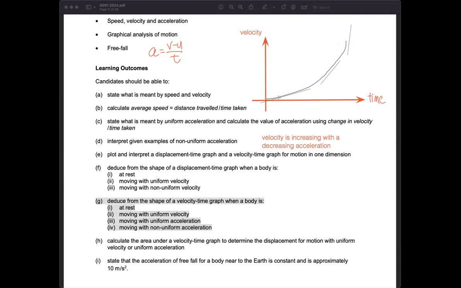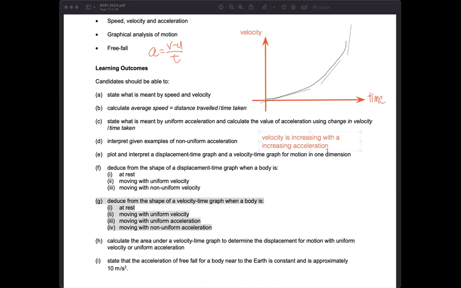At first, you're moving one step. No, I cannot use that example. So can you see? The increase in the velocity becomes higher and higher over time. Therefore, in this example, the way you describe it is velocity is increasing with an increasing acceleration. Are you clear about this? Because the gradient is increasing, your acceleration is increasing. Understand?